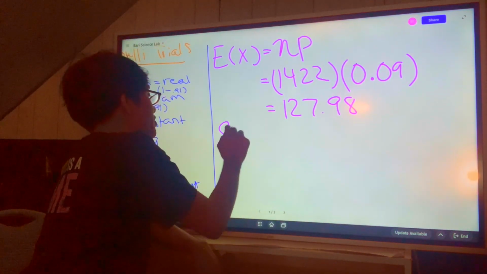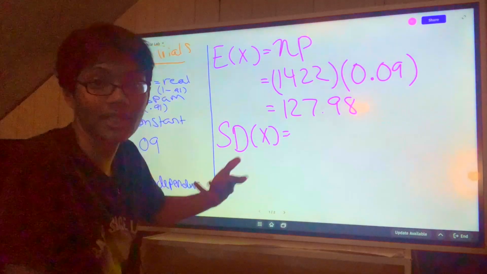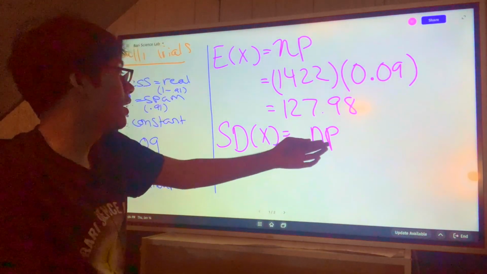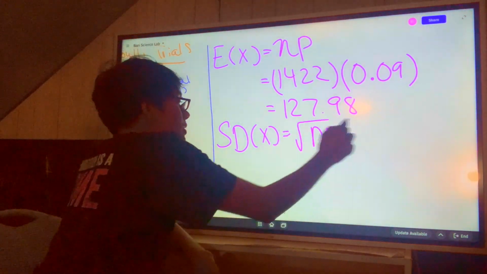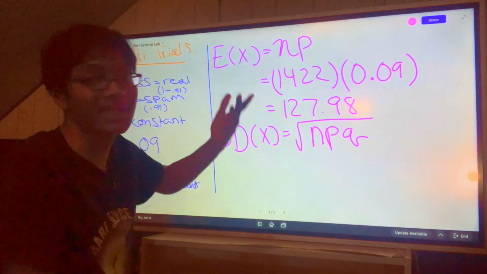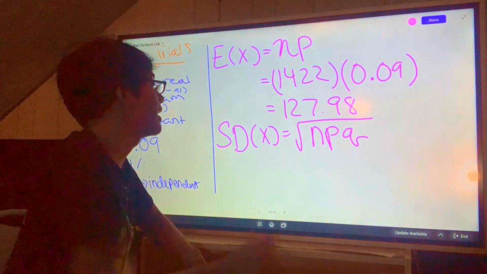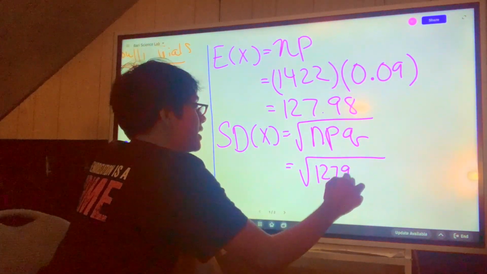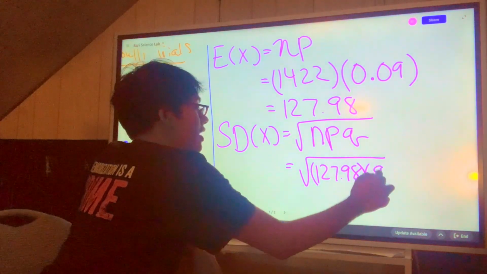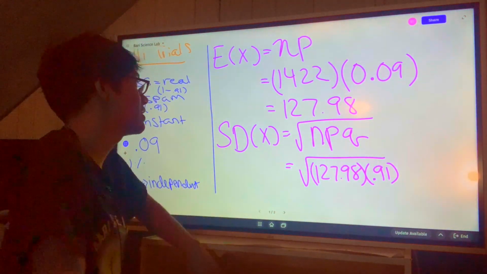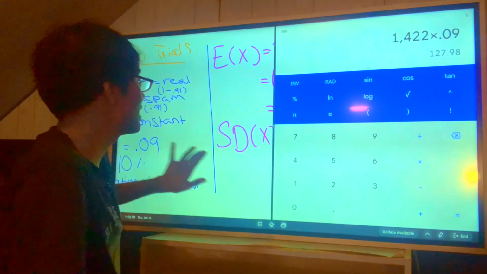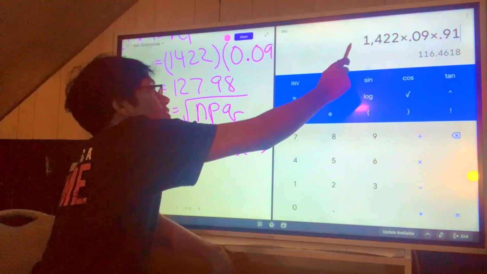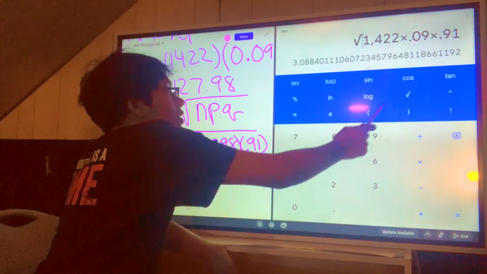How about our standard deviation? Remember, standard deviation is just as important to constructing the normal model. It's a similar calculation. It's the probability of success times the number of trials, but this time we multiply it by the complement of the success, the probability of failure, and take the root of that. So what is that going to be? We already know np is 127.98, times q. q is the probability of failure, which in our case is 0.91 or 91%. Now I can go back to the calculator, multiply this by 0.91, and then take the square root. So if you take the square root on our calculator, what are we going to end up with?